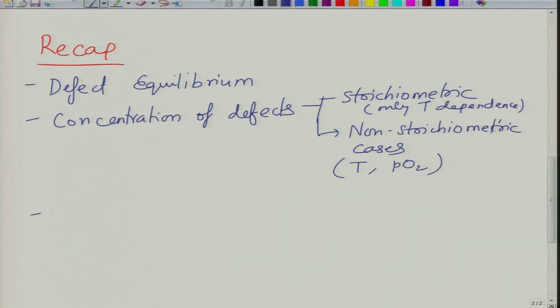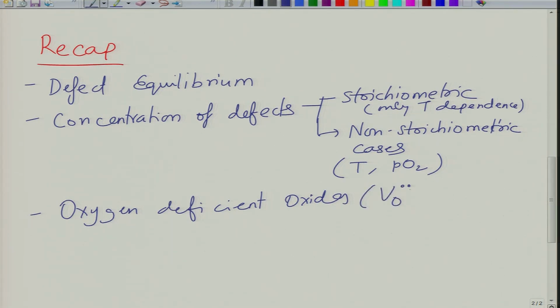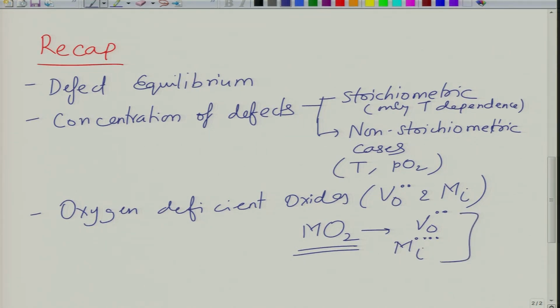So, we looked at the case for oxygen deficient oxides, in which you can have vacancy of oxygen as well as metal interstitial, and we looked at the case of MO2. So, MO2 will have VO as well as MI as dominant defects. We looked at the cases when vacancy of oxygen dominates, when metal interstitial dominates, and when both of them coexist. As a result, you have a mixed kind of plot that you get.